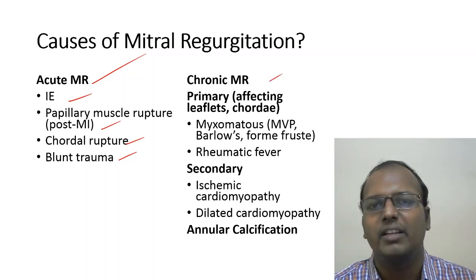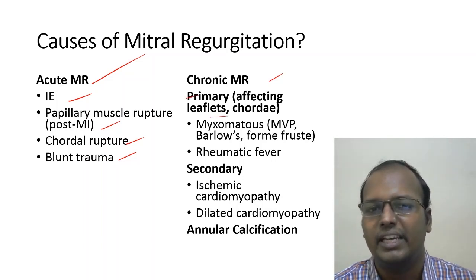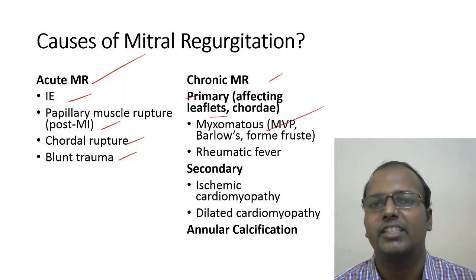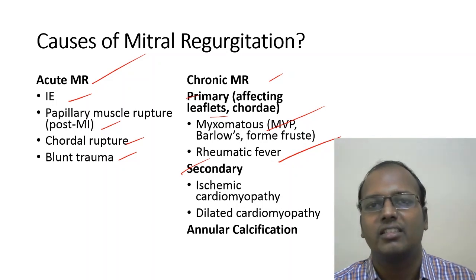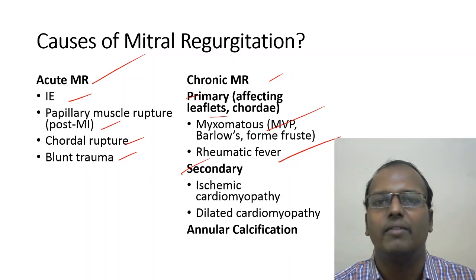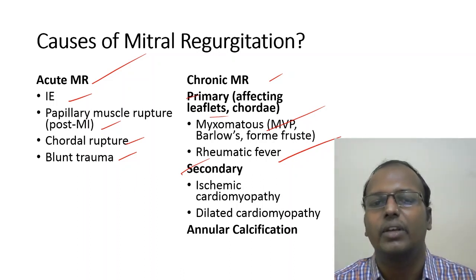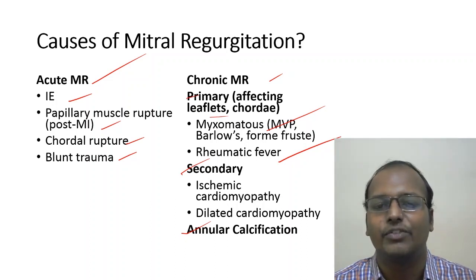Whereas chronic MR will have an insidious presentation. There are three subsets: primary valve pathology, primarily affecting leaflets or chordae, like myxomatous degeneration, especially in Barlow syndrome or mitral valve prolapse syndrome, or rheumatic fever. These can lead to valve degeneration. And secondary causes include dilated cardiomyopathy or ischemic cardiomyopathy. What happens is, when there is ischemia, the heart starts enlarging. So the annulus starts dilating. The mitral valve annulus is there, no? So that will start dilating, and that will lead to leakage of blood from the left ventricle to the left atrium. And finally, annular calcification can produce mitral stenosis and mitral regurgitation as well.